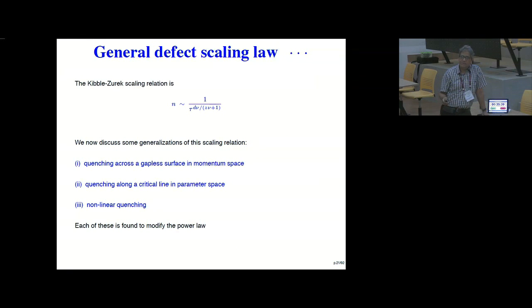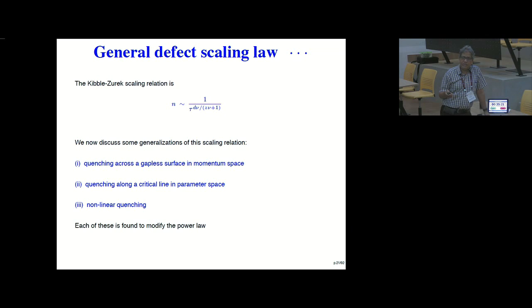Okay, so there's the Kibble-Zurek scaling relation. So what I'm going to do now is tell you about many possible generalizations of the scaling relation. The many, many ways in which this can change. So today I'll tell you about maybe just the first two.